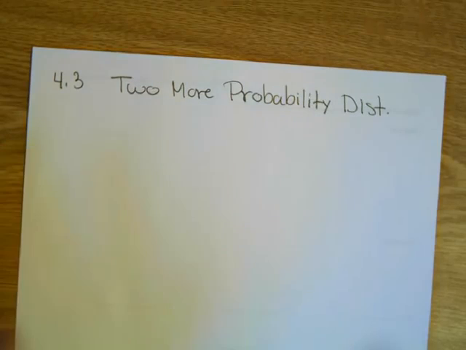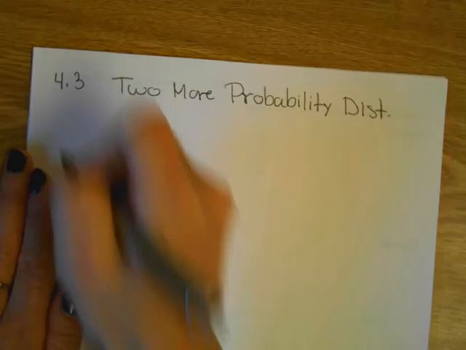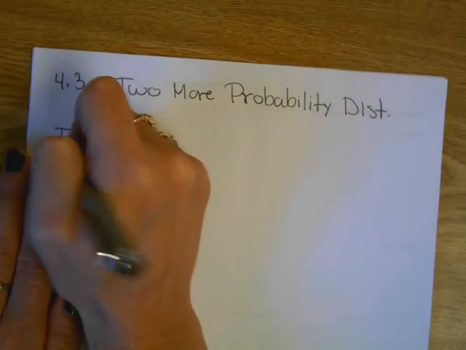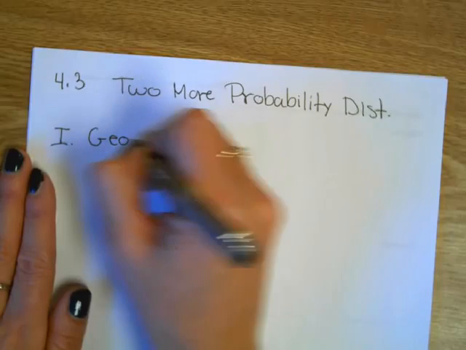Okay, we spent 2 days on that binomial distribution. Now we're going to talk about 2 others. And I've got the 2 mixed up today, so it's not going to tell you which one's which. You're going to have to be able to pick out, based on the probability question, which one it is. So the first one we're going to talk about is called the geometric probability distribution.